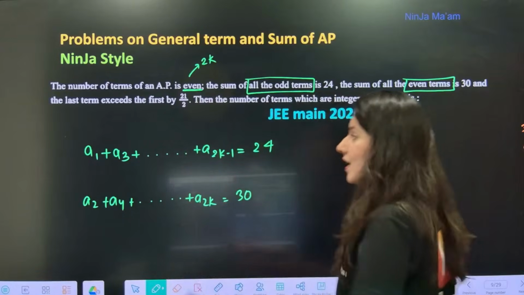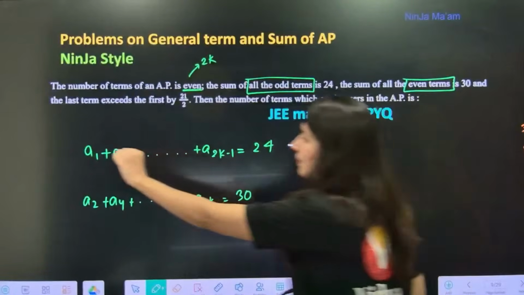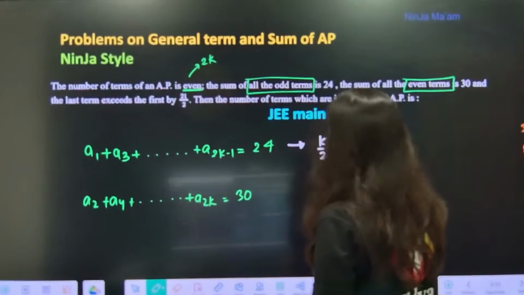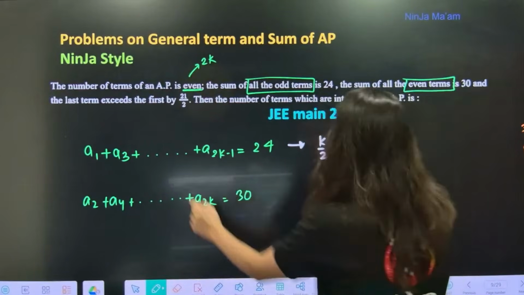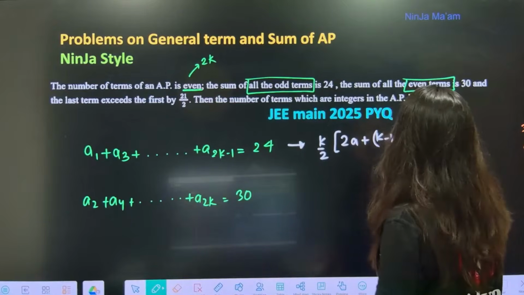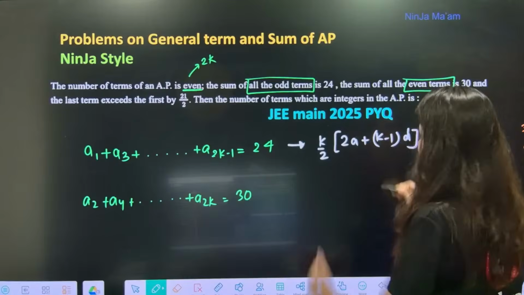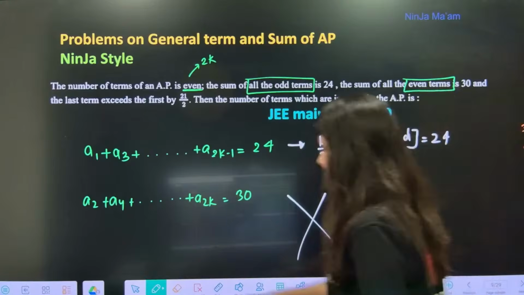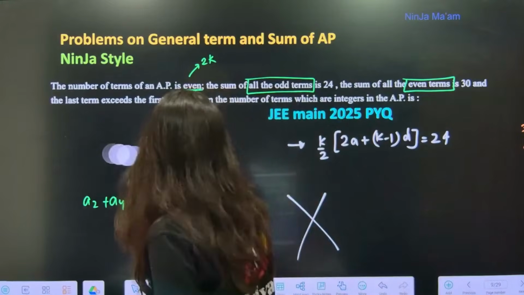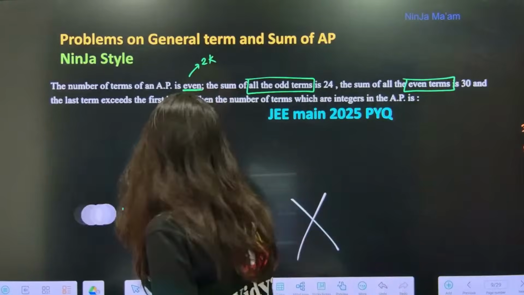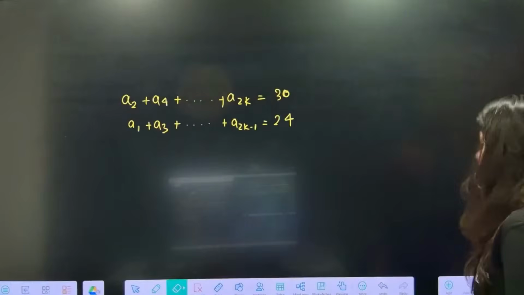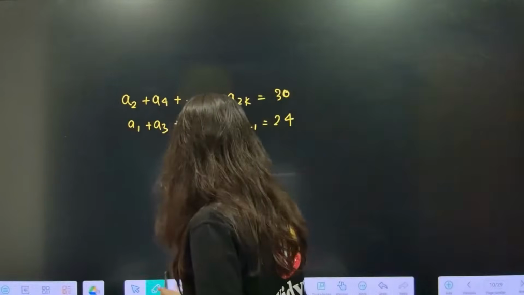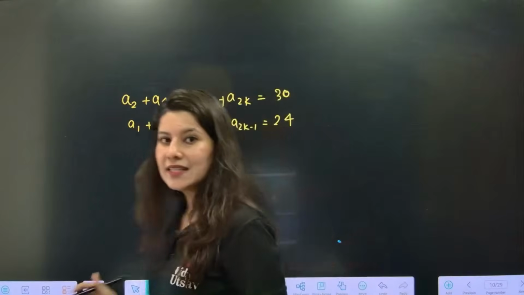One way is to apply the sum of n terms formula: k by 2, 2a plus (k minus 1)d, and that is 24. First equation, second equation, right? But this is not what Ninja Ma'am recommends. Let me first erase it. Ninja Ma'am says that whenever the sum of even terms and the sum of odd terms is given to you, first write the sum of even terms, and in the next line, write the sum of odd terms.